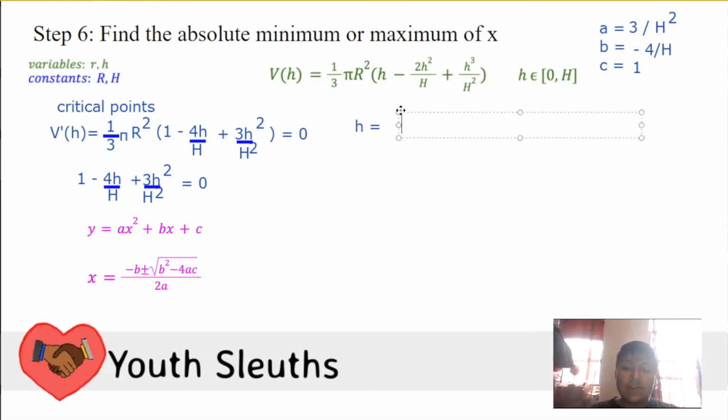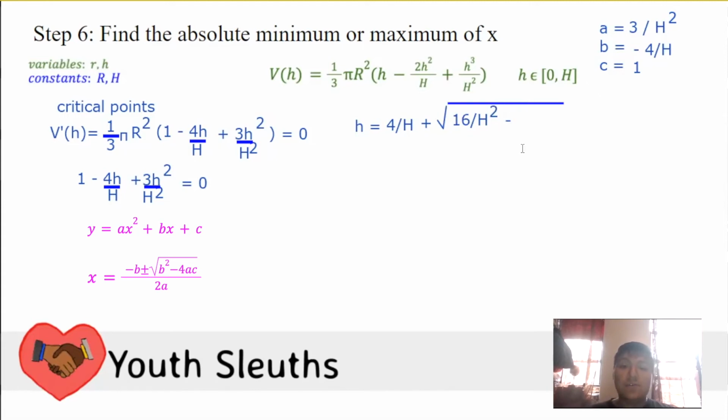So the first part, we have negative b, which in our situation is 4 over big H. And we have plus or minus, and then we add in our square root, which first part would be b squared, which is negative 4 over big H times negative 4 over big H, which is 16 over big H squared. And then we subtract 4ac.